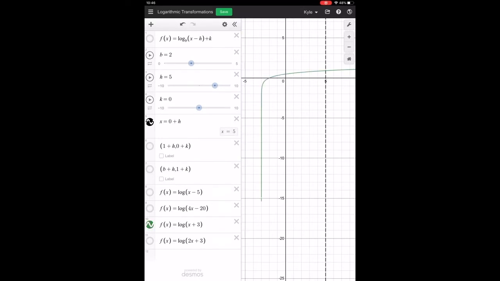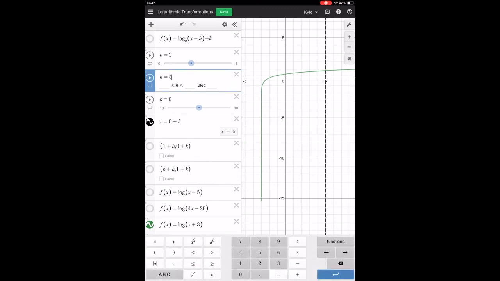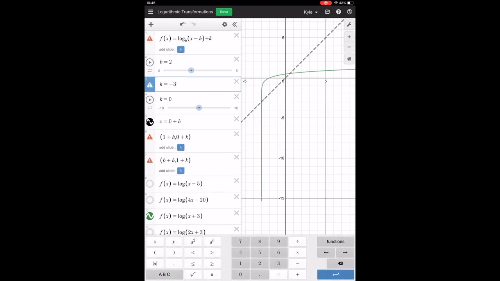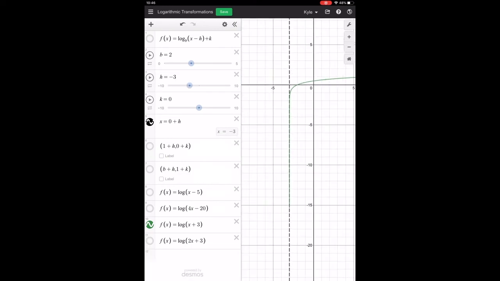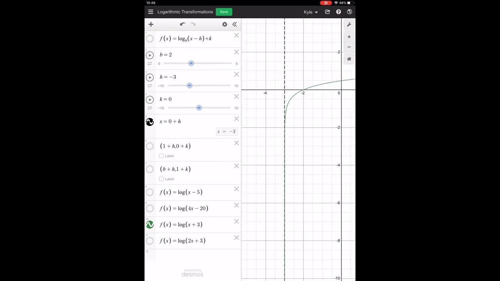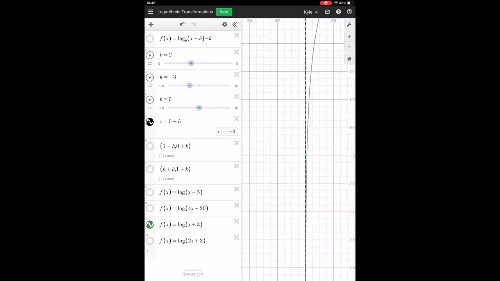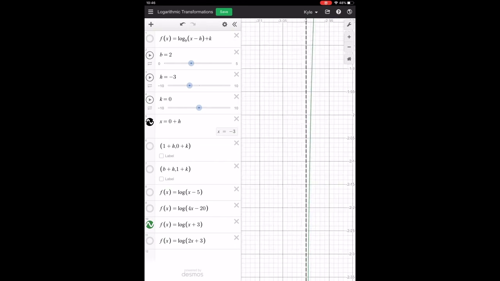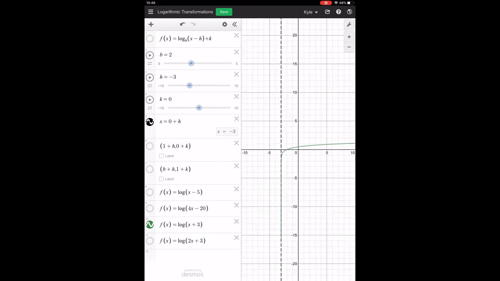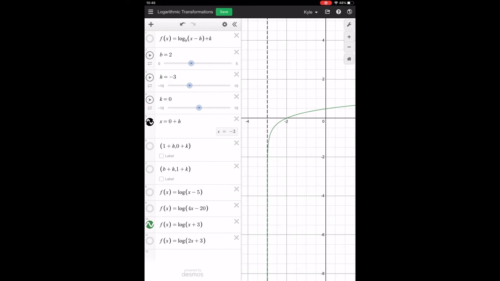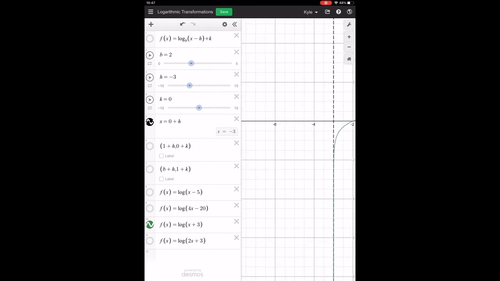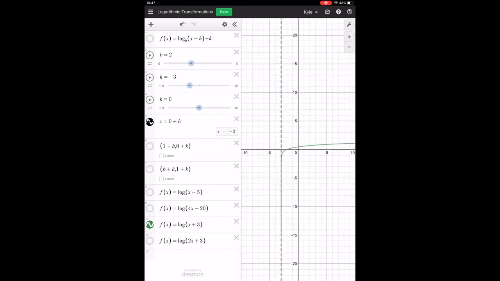Here's the green function, and h was said to be negative 3, so let's make that negative 3. And you can see, yes, that is in fact the asymptote. Negative 3 is the asymptote. We're getting incredibly close to it, but we never actually hit it. So we can plug in any of these x values, and we would get coordinate points for them. Just don't plug in negative 3 or anything less than it.